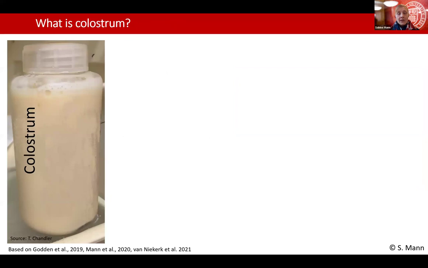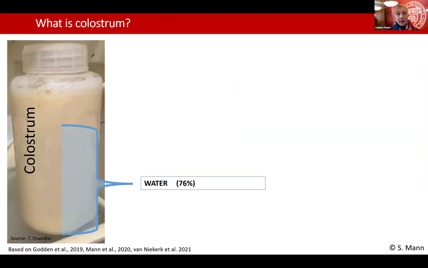So let's talk a little bit about what is actually in colostrum. We have this thick fluid, sometimes more yellow than other times. So it can vary even just when you're looking at it in color. And sometimes it's so thick, it's almost like honey. And we know it's got a lot of solids in there compared to milk.